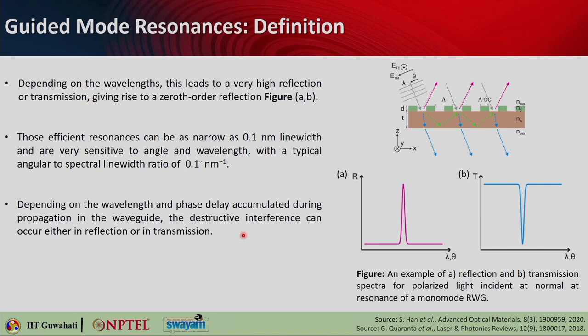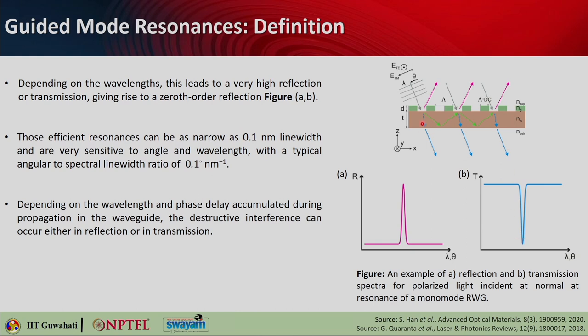Now, depending on the length and the phase delay that is accumulated during the propagation in the waveguide, the destructive interference can occur either in reflection or in transmission. This is why in the previous case we saw a transmission peak, and in this case we saw a transmission dip. So the waves that are coming out, if they destructively interfere, will cancel that particular transmission at that particular wavelength. If they constructively interfere, they will give a peak.